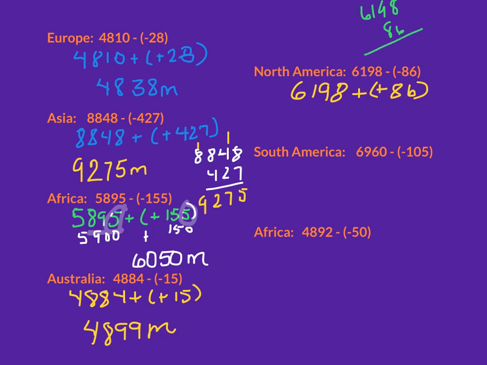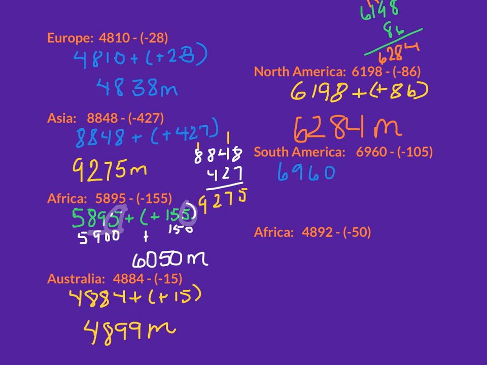Okay, so 8 plus 6, of course, is 14. Carry 1. 1 plus 9 is 10. Plus 8 more is 18. Carry the 1. 1 plus 1 is 2. And 6 is just hanging in there. 6,284. Whoops. 6,284 meters. Woohoo!